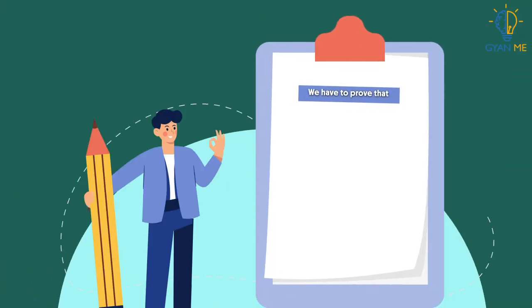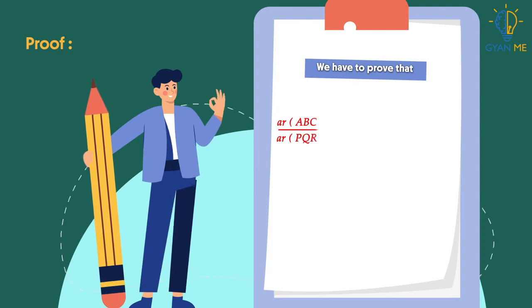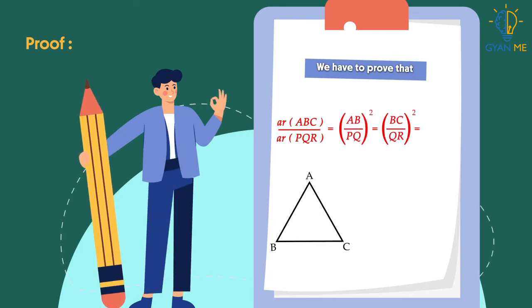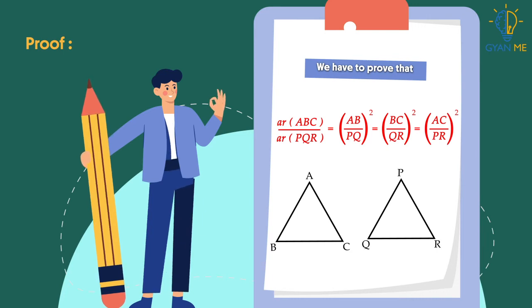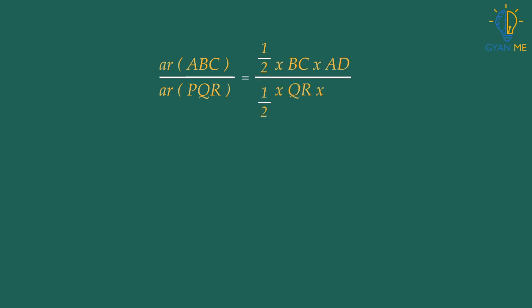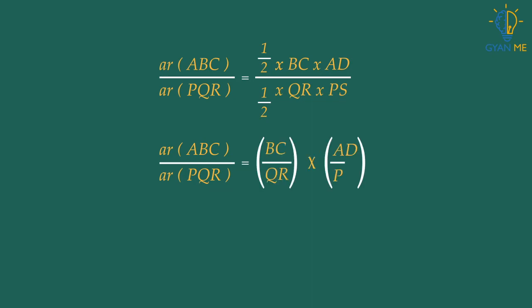Now since we want to prove that the ratio of these areas is equal to the ratio of the squares of the sides, let us take the ratio of area of triangle ABC and triangle PQR. So we have area of triangle ABC upon area of triangle PQR equal to half into BC into AD upon half into QR into PS. So we can write this as area ABC upon area PQR is equal to BC upon QR multiplied by AD upon PS. This is our equation 1.